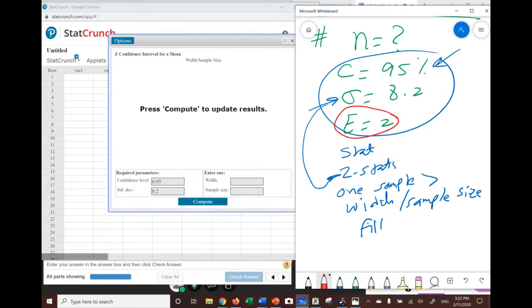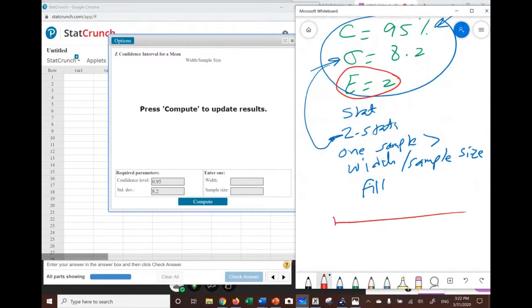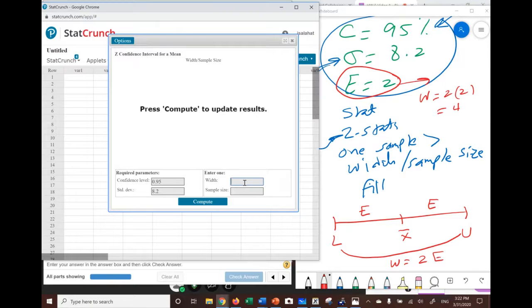The error is given. Notice that usually the interval looks like this. Here is the center, which we usually call X bar. And this is the lower, and this is the upper. And the error is, this is an error, and this is an error. And always the width is the width of the interval from the far left to the far right. And in this case, the width is always going to be equal to 2 errors. So in this example, if the error is 2, the width is going to be 2 times 2, which is equal to 4. So that's the reason why we go to the width in here and we put 4.